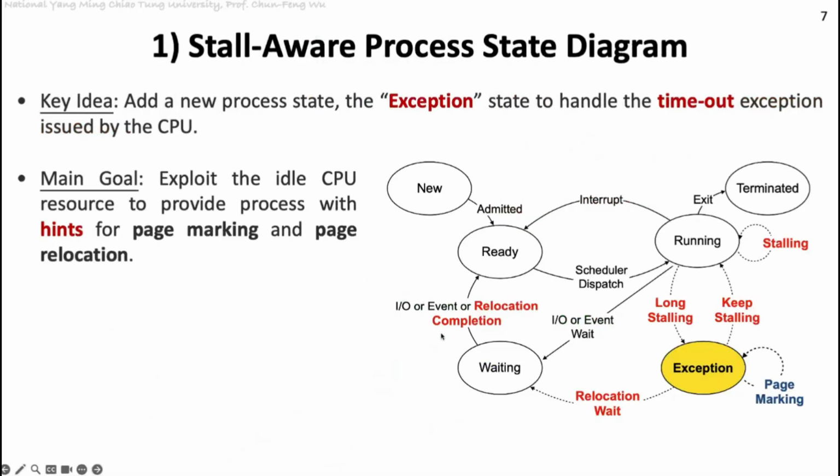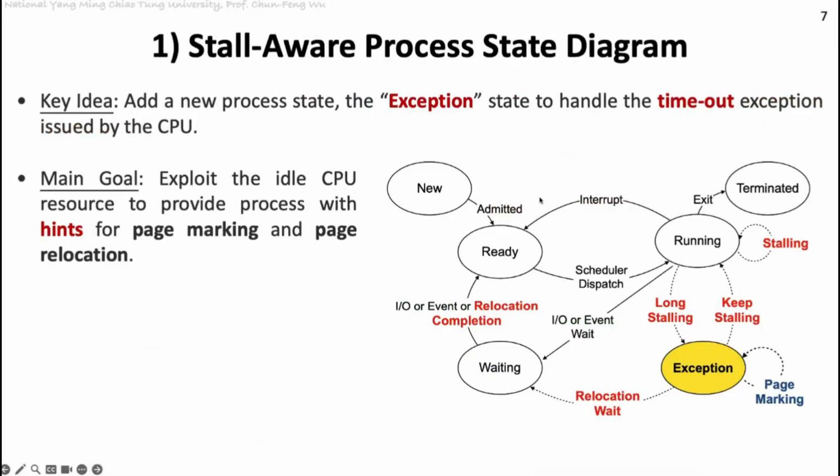So first of all, let's talk about how to let the CPU know it is now waiting for a super slow device. If you still remember, this is our process state diagram, the white circle parts, and we include a new state called the exception state. So we add a new process state called exception to handle the timeout exceptions issued by the CPU.